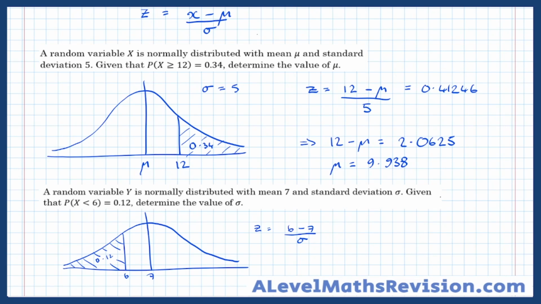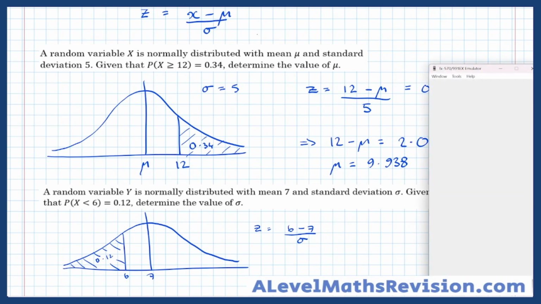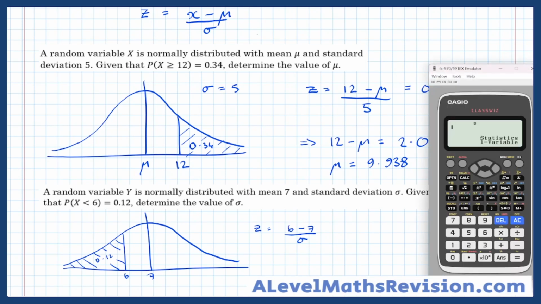We can also, using the calculator, calculate the z value associated with the 0.12. So let's go into normal distribution mode, inverse normal. And let's calculate, so the area to the left of the boundary is 0.12. And if we put in the standard deviation is 1 and the mean is 0, that will spit out for us, like it did before, the z value.